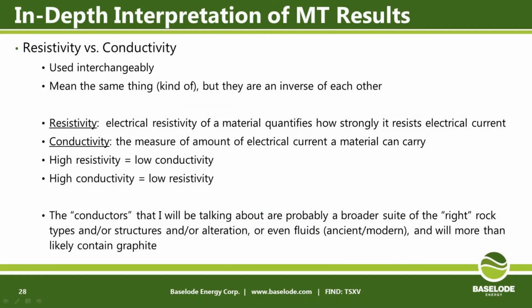When I show the resistivity lows, which will be colored in pink on the plan maps and red to maroon on the cross sections, I will simply refer to them all as conductors. And by conductors, I'm not specifying graphitic conductors, but I'm specifying the broad spectrum of conductors that I can assume to be the combination of either the right rock types, probably with structures and alteration along them.